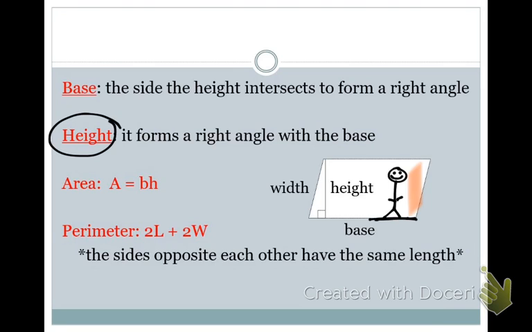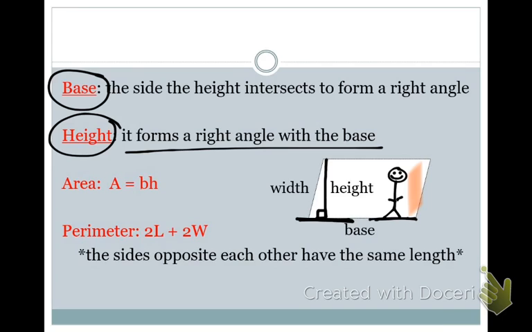The height tells us that it forms a right angle with the base. How can I tell if something is a right angle? It has a square on the bottom. It's got this little square right here. That's what's going to help me understand whether or not that's a right angle. So the height forms a right angle with the base, and this right here is my height. And then read me what it tells us about the base. The side of the height intersects to form a right triangle. Notice it's right here, intersecting it, coming to that point right there. So that should hopefully help us a little bit.